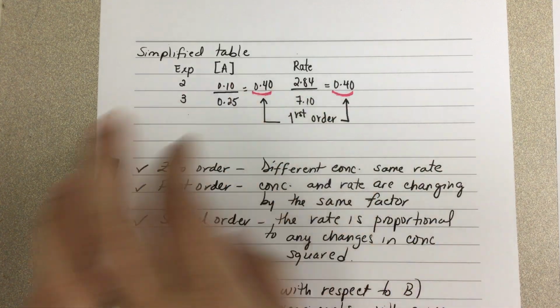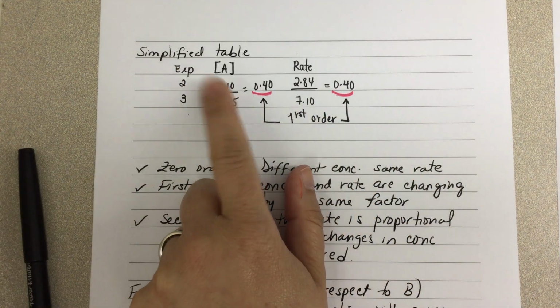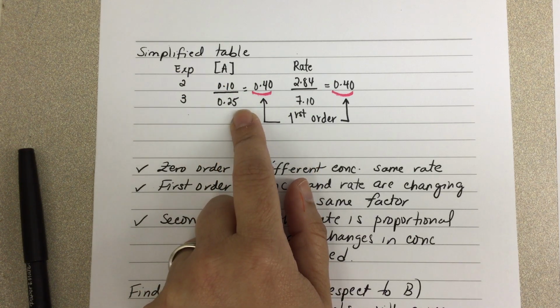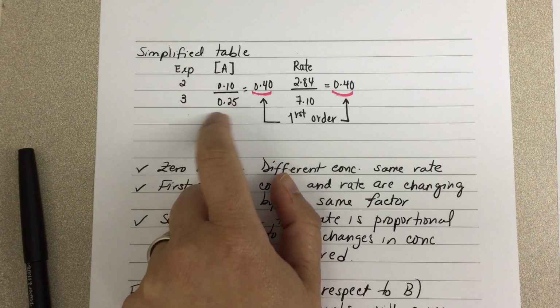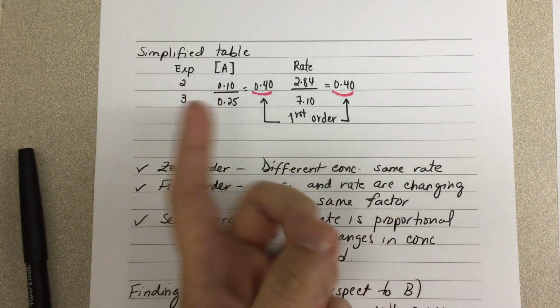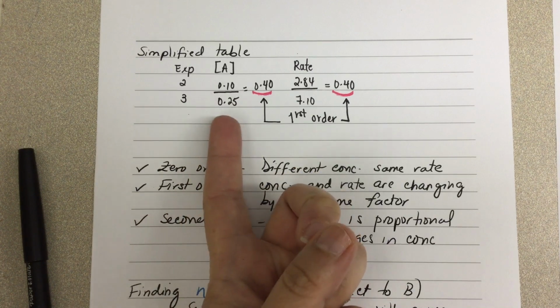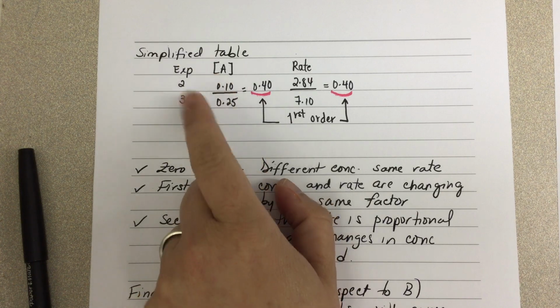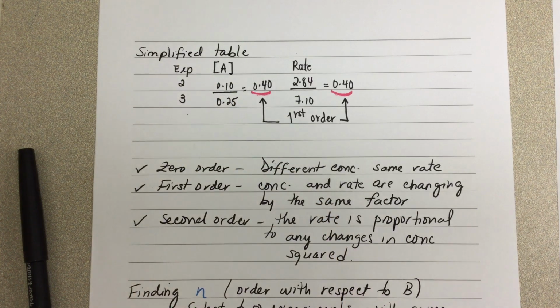I'm going to explain it to you really quickly. For 0.10 to go all the way to 0.25, your concentration is increasing by a factor of 2.5. If you do 2.5 times 0.10, that's going to give you 0.25. So your concentration between experiment 2 and 3 is increasing by a factor of 2.5.